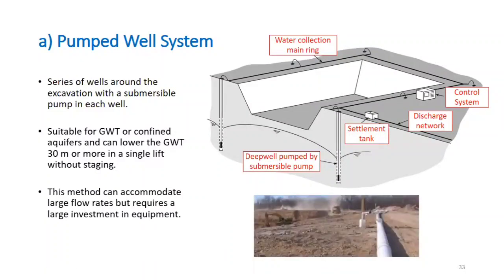Yeah, this is one typical view of a system of a series of wells installed along a proposed excavation. You can see the excavation is going on, and this is installed all around the periphery. So this is the water collection main ring, and this is the pump itself. There's a submersible pump inside this well. It is connected to this water collection ring, and then it is, of course, connected to the discharge network.